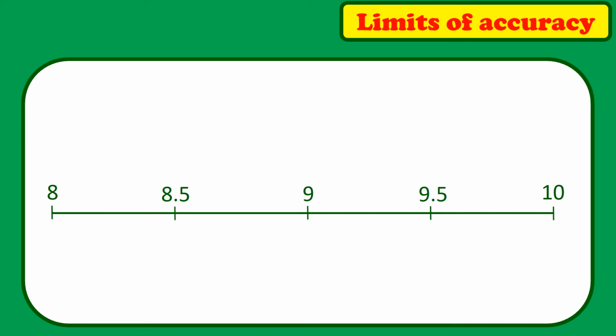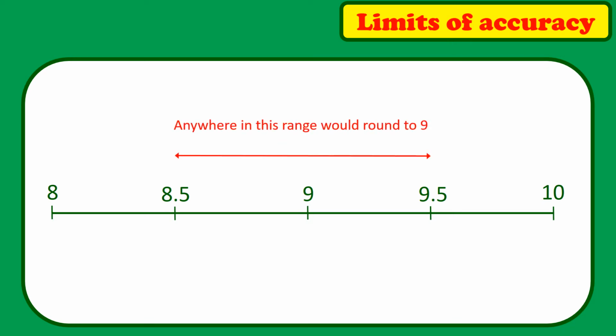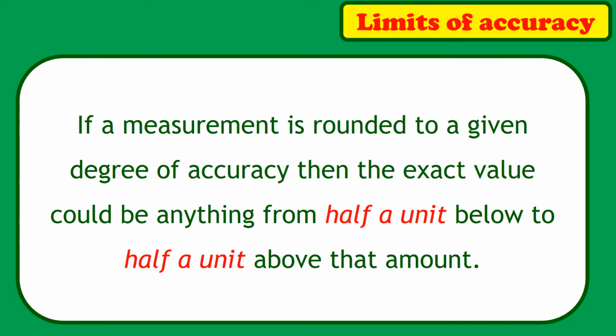So we can show this on a scale, that if we're rounding to the nearest whole number, or in this case, the nearest kilogram, anywhere in between 8.5 kilograms and 9.5 kilograms, but actually not including 9.5 kilograms, would round to 9 to the nearest kilogram. And this shows us that if a measurement is rounded to a given degree of accuracy, such as to the nearest kilogram, then the exact value could be anything from half a unit below it to half a unit above that amount. So it could be anything from half a kilogram below to half a kilogram above.